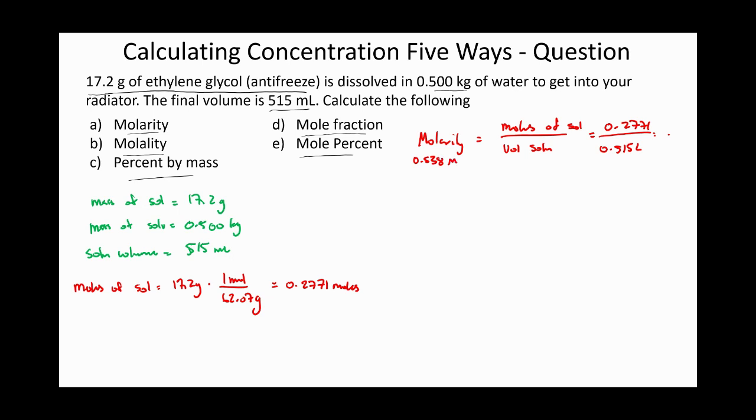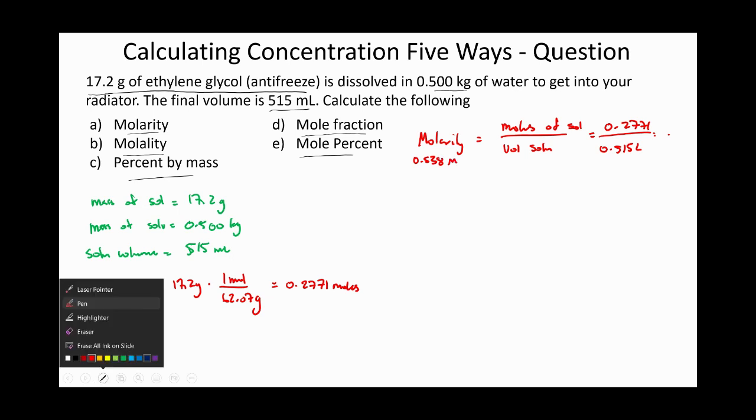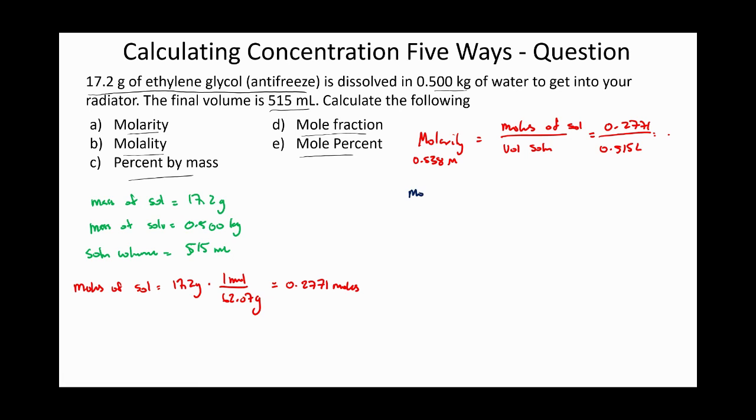So 0.538 molar. If I want to do molality, I actually have everything I need for molality, because we said molality is just equal to moles solute over kilograms of solvent. I actually have my mass of solvent right here, so I can take my moles, 0.2771 moles, divide by my kilograms of solvent, so 500 kilograms, and I'd get that my molality is 0.554. Give that a little m.